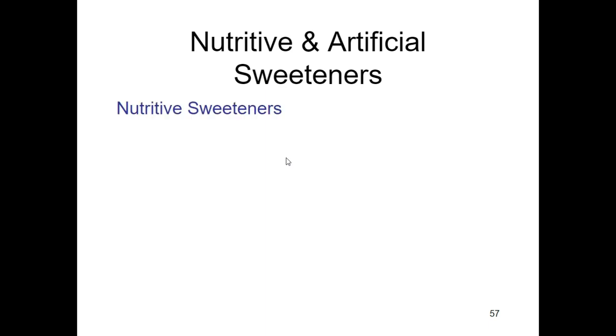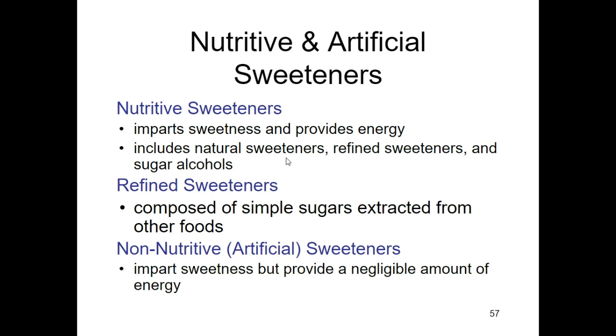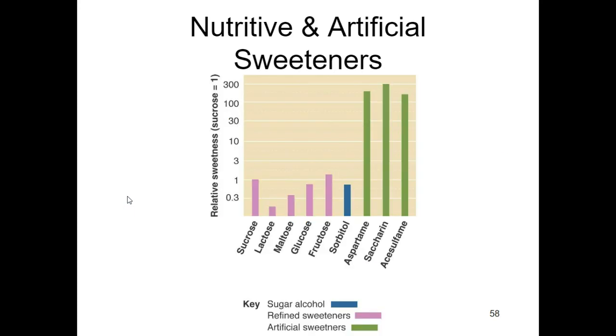We also have nutritive and artificial sweeteners. So, nutritive sweeteners are those that have calories. Okay? And they include the natural sweeteners and then the sugar alcohols. Okay? Refined sweeteners are composed of simple sugars extracted from other foods. So say for example, kanang white sugar, that's very refined. Okay? But there are those sweeteners that contain zero calories, and those sweeteners are called artificial or non-nutritive sweeteners. Okay? So, color-coded din siya, no, na ay sugar alcohol, na ay refined sweeteners, and artificial sweeteners. Okay?